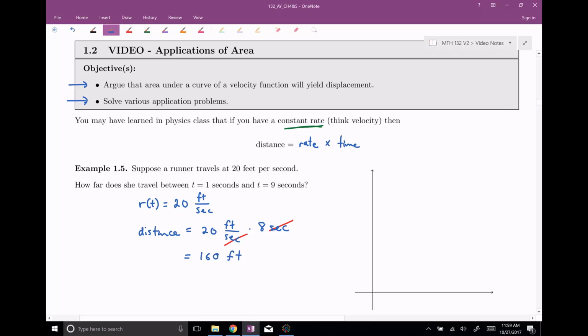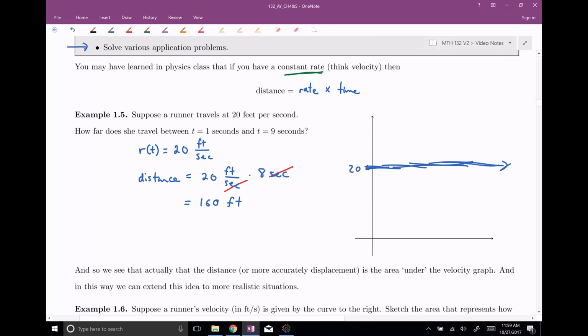Now I'd like to think of this in terms of the graph, right? Think of this graphically. So if I go ahead and graph my r of t function here, maybe at a height of 20. So here is my r of t function, not a great straight line, but okay, something like this. And we're traveling at this 20 feet per second between t equals 1 and t equals 9. So maybe here's 1 and here is 9. Again, this has units of seconds. This 20 has units of feet per second.